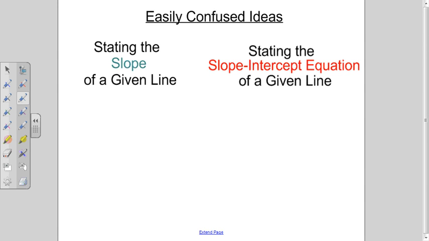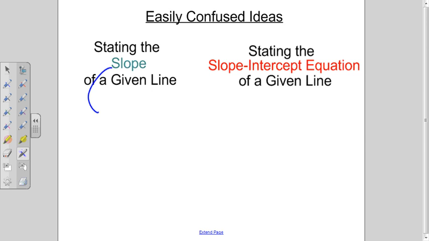Hello and welcome to this video that is going to talk about the difference between finding the slope of a line and finding the slope-intercept equation of a line. These are very easily confused ideas, and it has to do with the fact that when you hear or read them, the word slope appears in both of them. Okay? So it's kind of a vocabulary level question. To some extent, you have to know what you're being asked for.